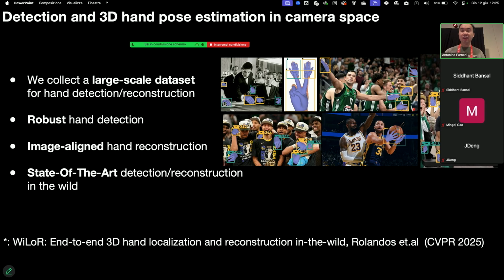We collect a large-scale dataset for hand detection and reconstruction, and we train a model for robust hand detection, and train a large model for image-aligned hand reconstruction. Also, we achieve state-of-the-art detection and reconstruction performance in the wild. You can check our paper or see us in the poster session.